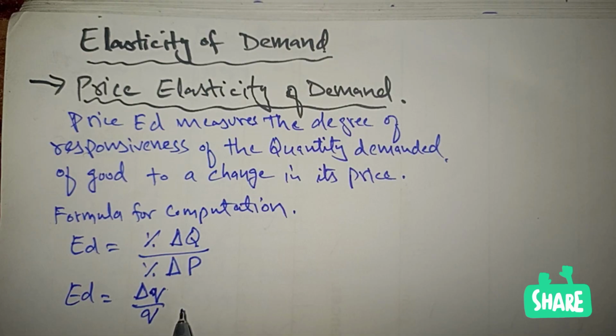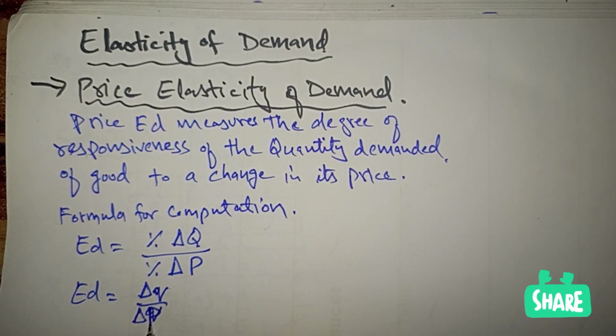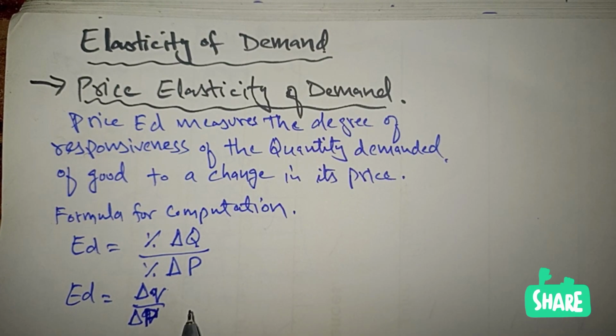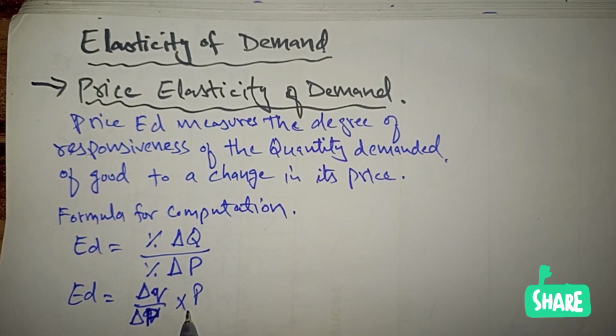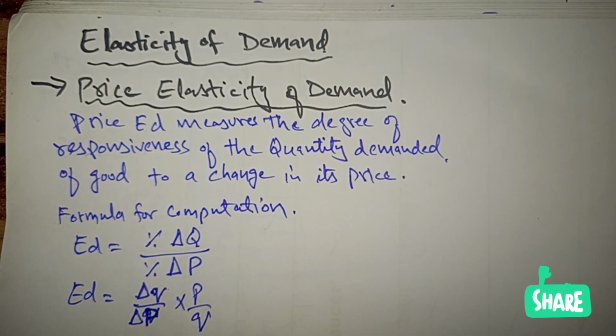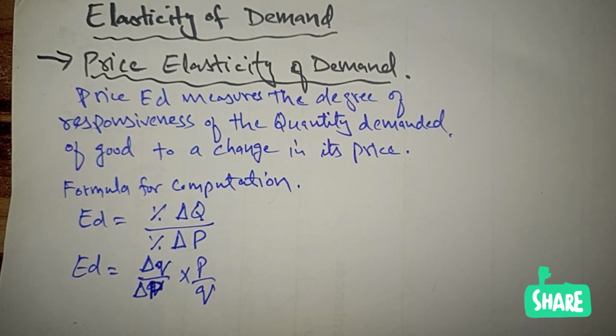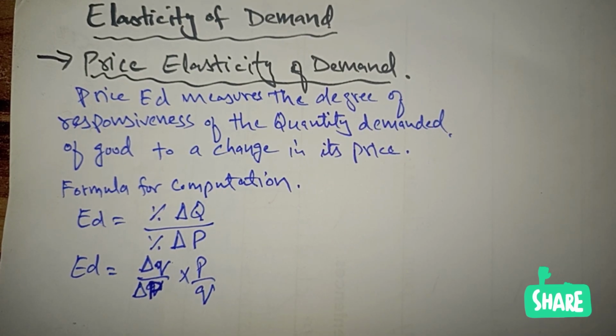It is also defined as the ratio of proportionate change in quantity demanded caused by a given proportionate change in price. Price elasticity of demand is computed by dividing the percentage change in quantity demanded of a good by the percentage change in its price.